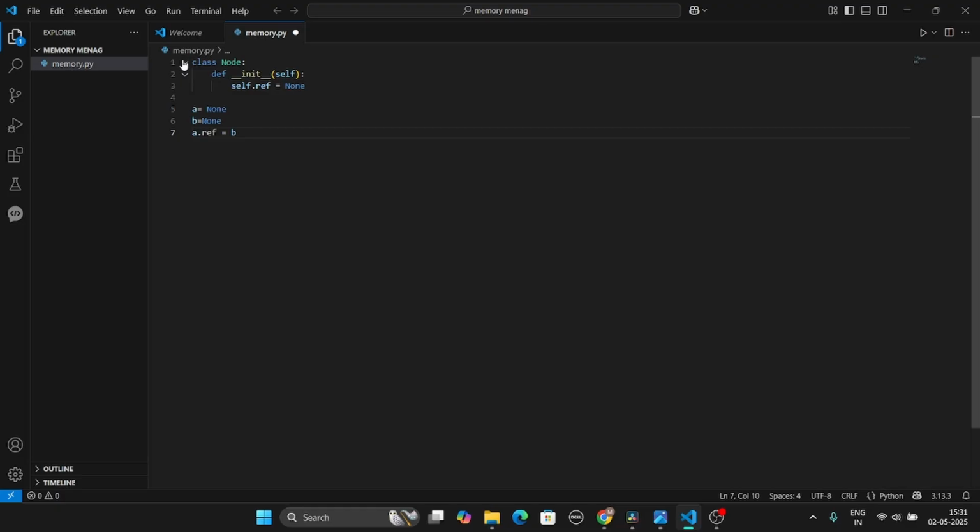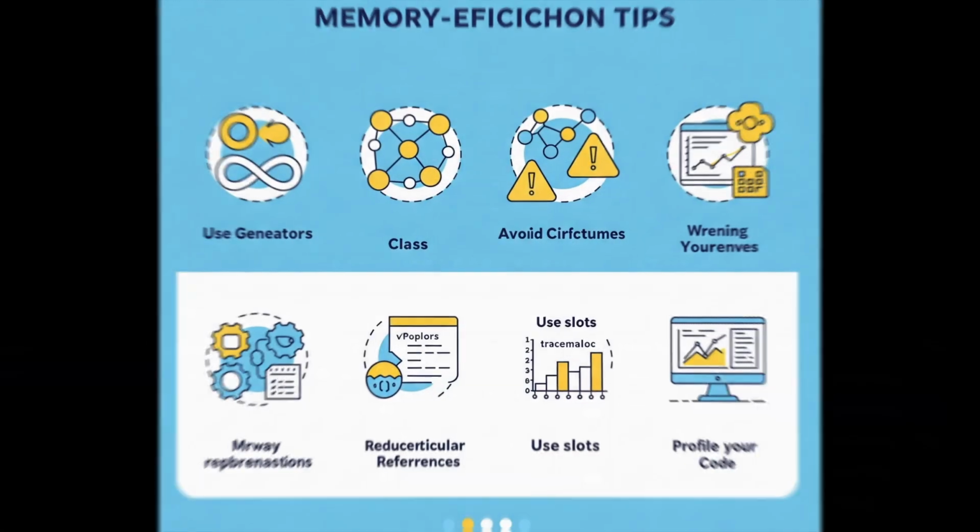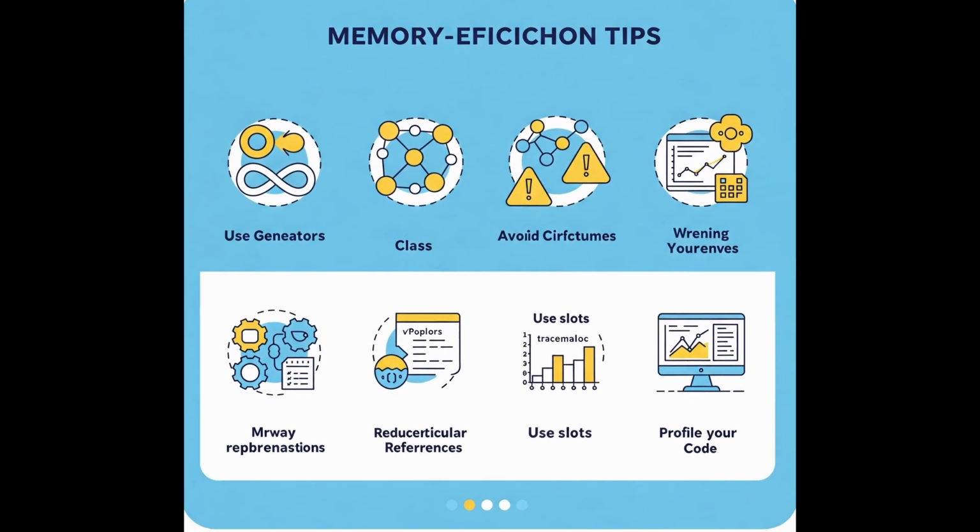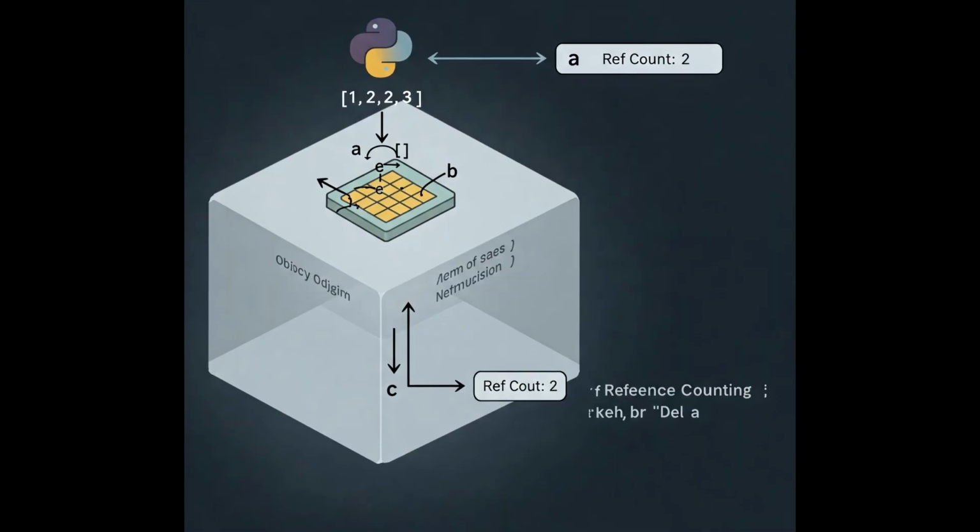It finds reference cycles and removes them using a technique called generational garbage collection. You can even call it manually like this. Even with automatic memory management, your code can still run out of memory if you're not careful. Here are smart tips to optimize memory in Python.